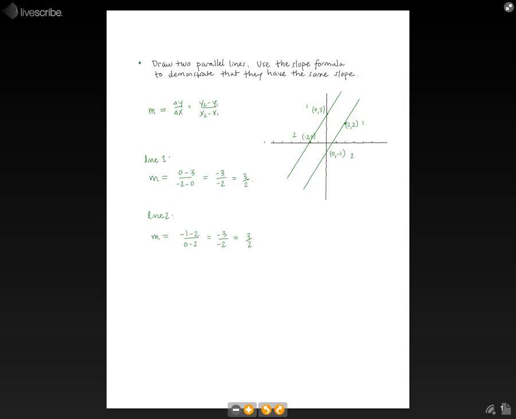And this is no surprise because we know that parallel lines should always have the same slope. This is just a demonstration of that fact.